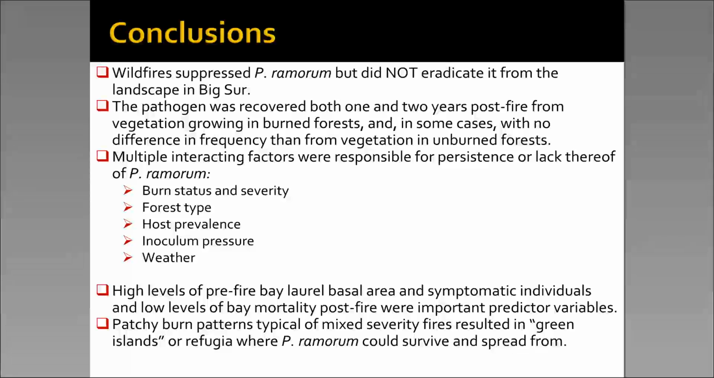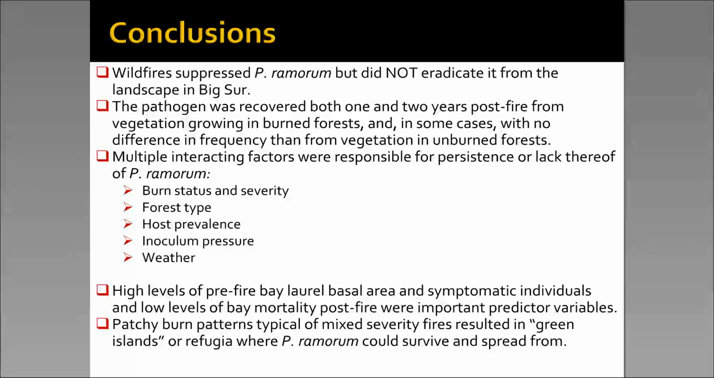Multiple interacting factors were responsible for the persistence or lack thereof of Phytophthora ramorum in these burned areas. Obviously, burn status and severity did have an impact, especially that very first year following fire. But forest type also played a really important role. The prevalence of hosts, inoculum pressure, that is to say how much disease was there in that area prior to the fire, and weather certainly plays a role.